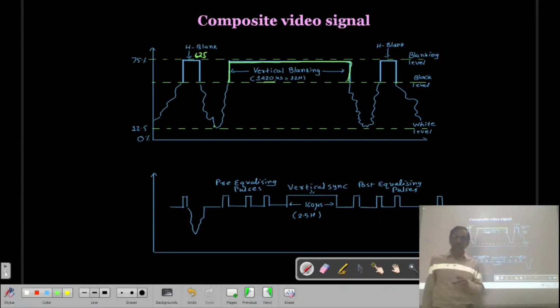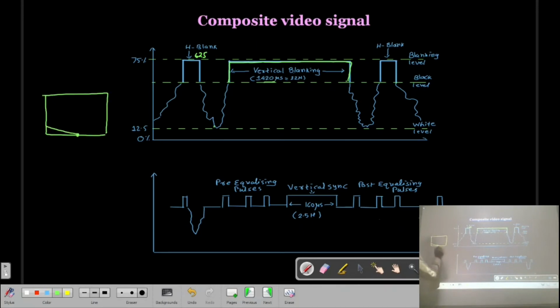And it is approximately 22 horizontal lines. During this time period, the electron beam is moving from bottom to top. Whatever the last position was here, now it is moving here. So to move from this bottom to top, it will require 1420 microseconds. So almost it will consume 22 horizontal lines.